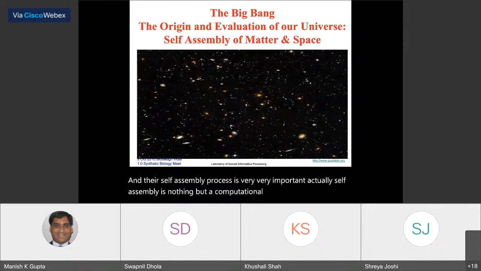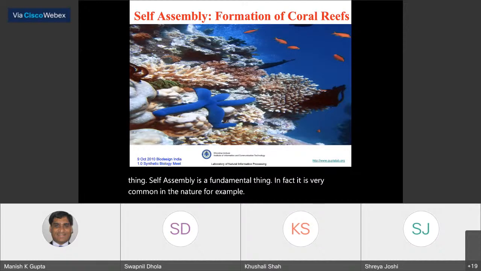Later on, I will show you that self-assembly of DNA in different forms produces all four kinds of machines that are possible in computer science. That was shown by Erik Winfree from Caltech. So it's a very fundamental thing. In fact, it is very common in nature. For example, self-assembly in the formation of coral reefs in the ocean. This is also a self-assembly process.